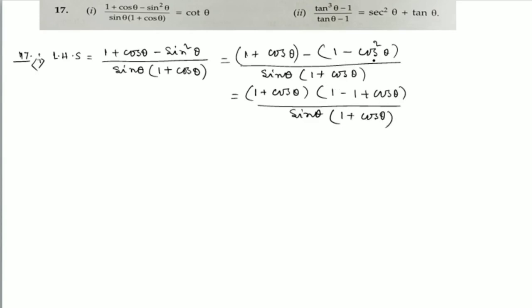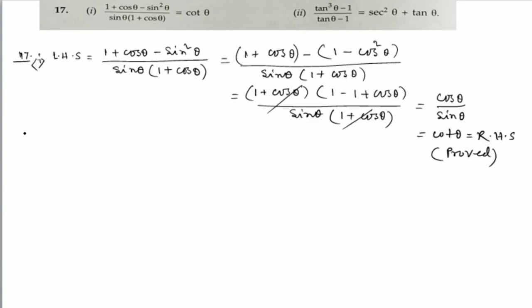I have made a step jump here. If you have difficulties, then you can make a step in between. Okay. Now 1 plus cos theta and 1 plus cos theta, so it will vanish. And above we get cos theta divided by sin theta. And it will be cot theta. So it is right hand side, and we can write proved.